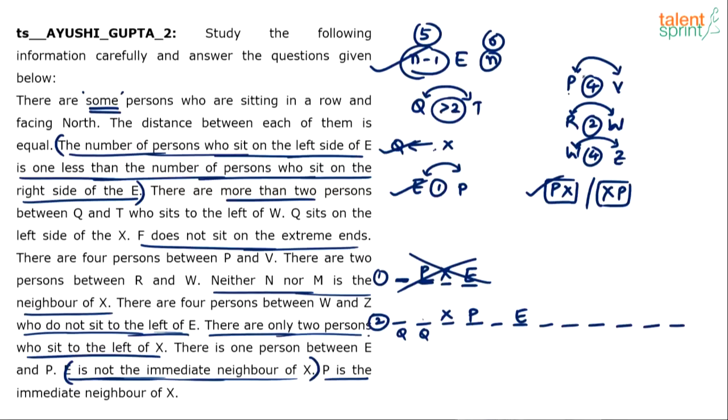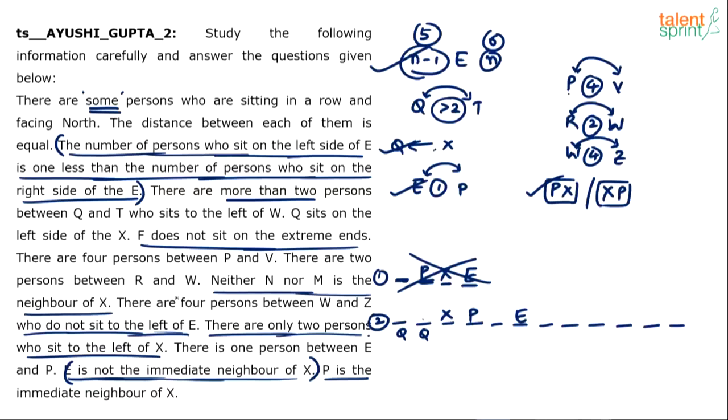Okay, look at this. We know that there are 4 persons between P and V. See, we have to find out what is already placed in the arrangement. We have fixed X, P and E. So try to find out information related to X, P or E. So here we have something with respect to P. What is it? There are 4 persons between P and V.